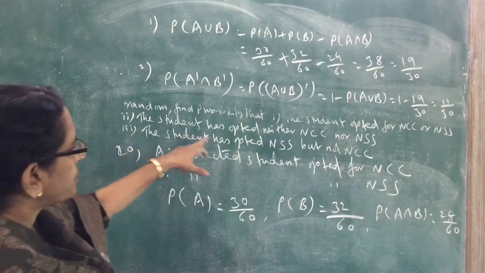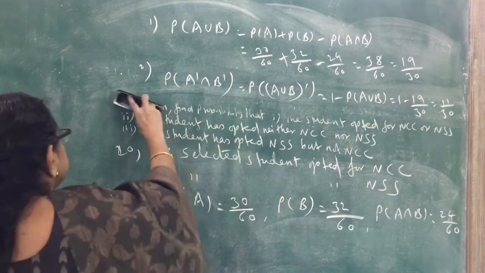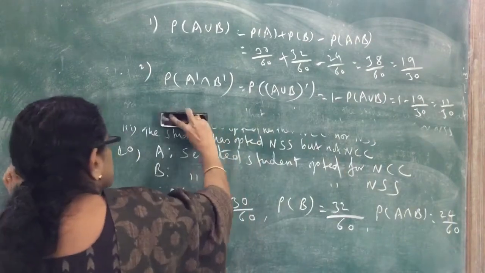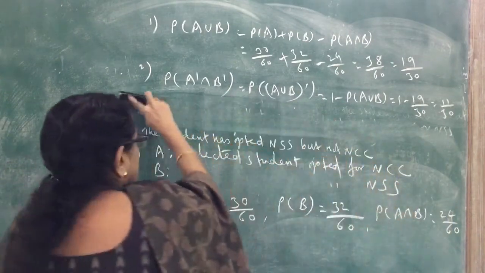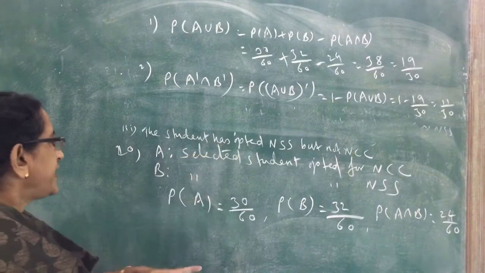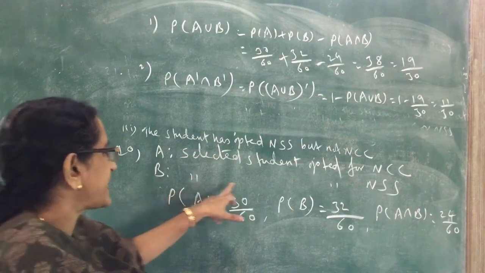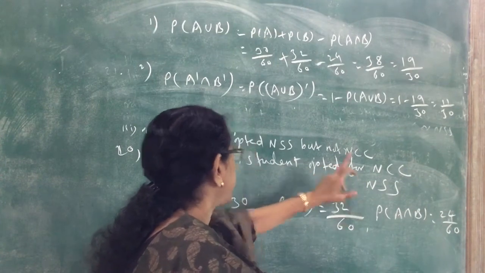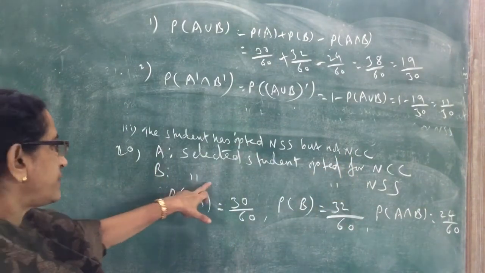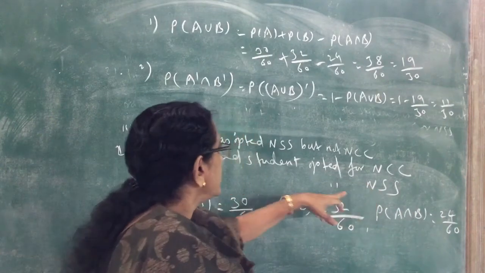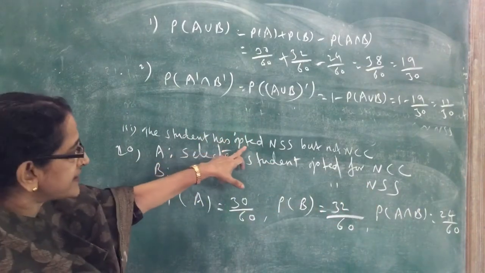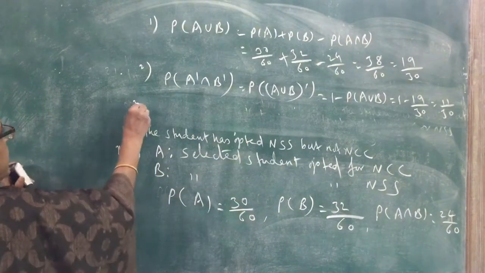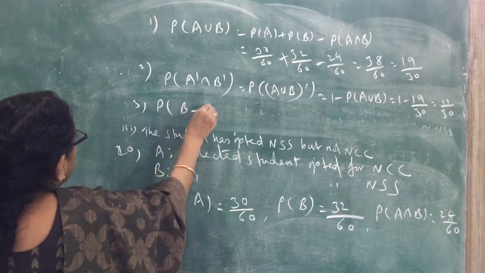The student has opted NSS but not NCC. NSS means B. B is the event that the selected student opted for NSS, but not NCC. That means probability of B minus A. So we want to find probability of B minus A.